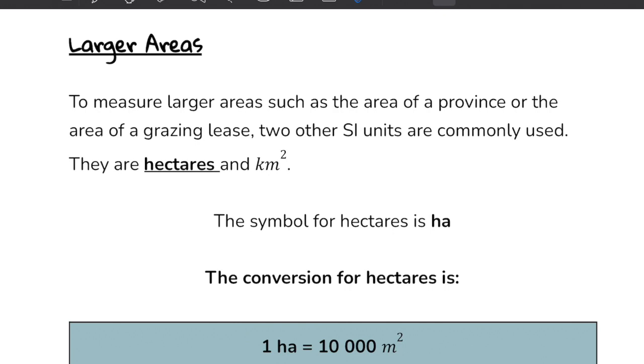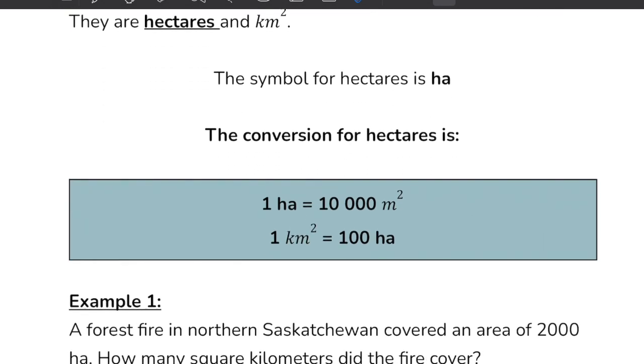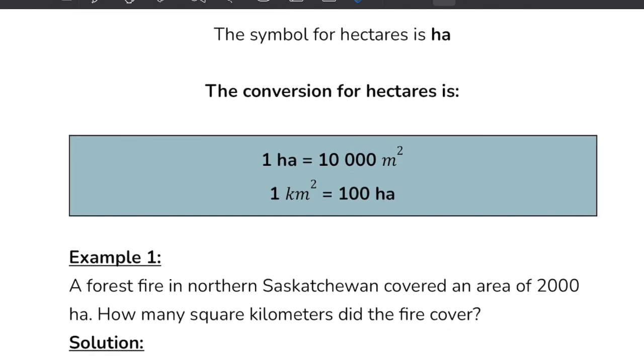So the conversion facts for hectares, we actually have two of them. The first one is 1 hectare is equivalent to 10,000 square meters. And the second fact is 1 square kilometer is equivalent to 100 hectares.